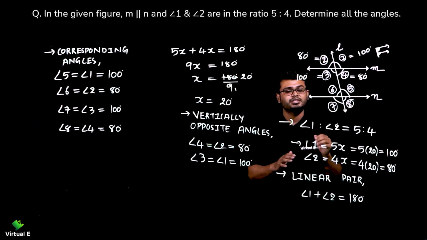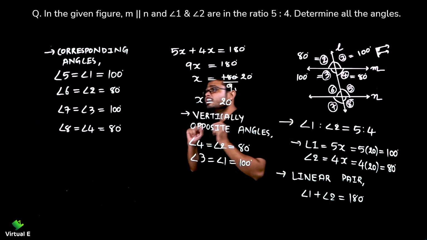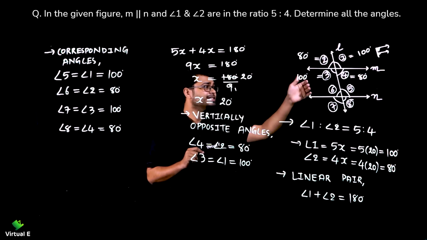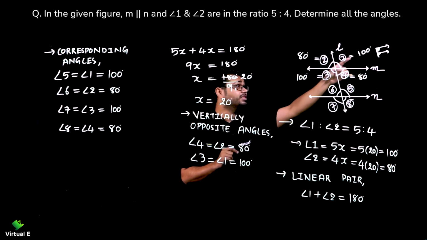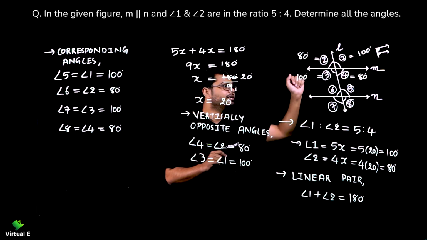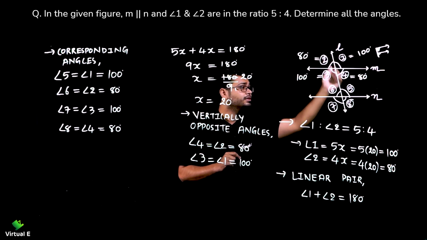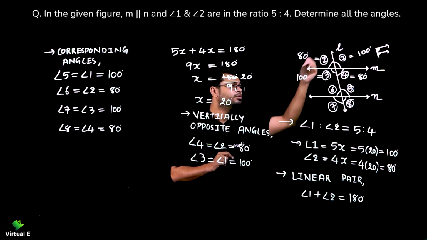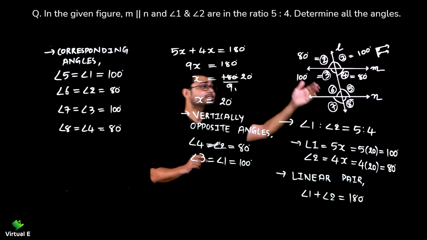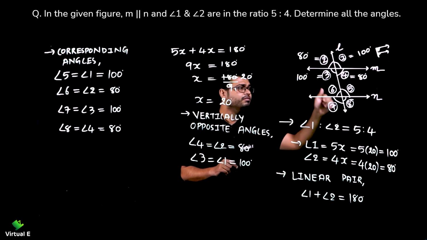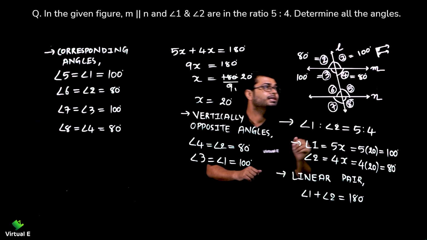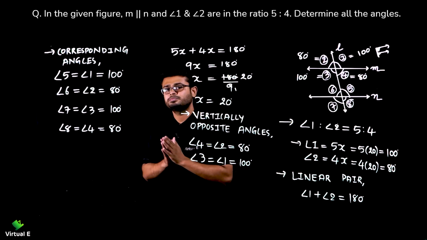You can even mention in the figure. The advantage of writing the value in the figure is that you can easily see over here, right? If this is 100, opposite will be 100. This is 80, opposite will be 80, right? Corresponding 100, so this 5 will be 100, 2, so 6 will be 80, 3 will be 100, so 7 as well, and 4 and 8, that is 80. So this is how we do it.